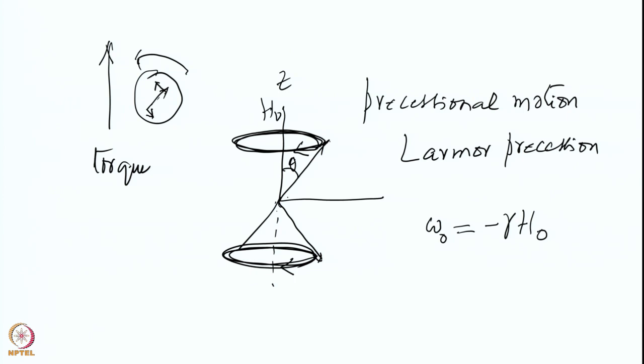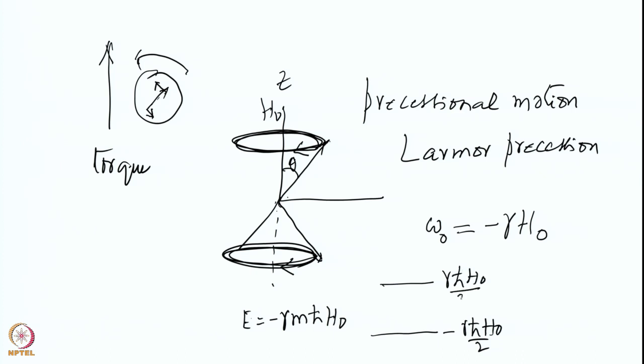So now is there a parallel between this and the energy level diagram we had? The energy level diagram also showed, let me draw that here, the energy level diagram. We had this energy here, E is equal to minus gamma m h cross H naught. So for this one, m is equal to minus half, minus h cross H naught by 2, and here it is gamma h cross H naught by 2, because m is equal to plus half here and minus half here. And what is the energy difference between these two? The energy difference delta E is equal to minus gamma h cross H naught.